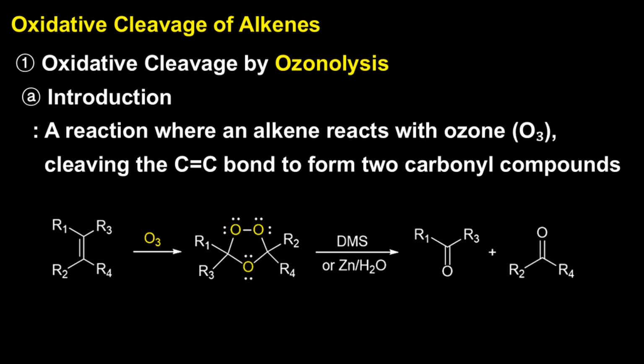So here's how it works. In the first step, the alkene reacts with ozone and forms an unstable intermediate. Then, in the second step, we add a mild reducing agent, something like dimethyl sulfide or zinc in water. That's the step that actually breaks apart the intermediate and gives us the final products. So, to keep it simple, ozonolysis takes a C=C double bond and turns it into two carbon-oxygen double bonds. It's clean, efficient, and a really useful transformation.